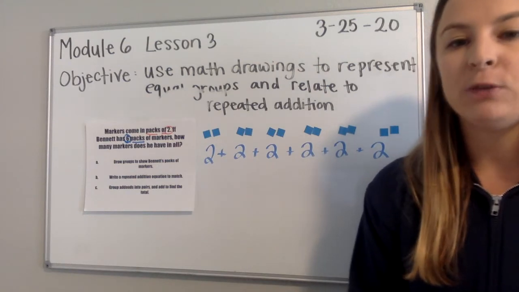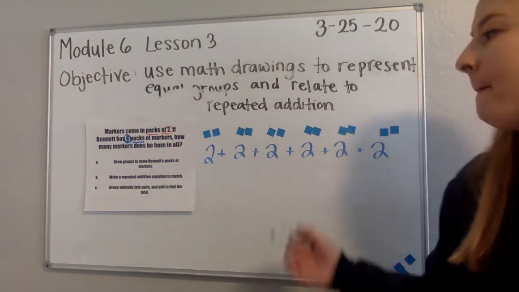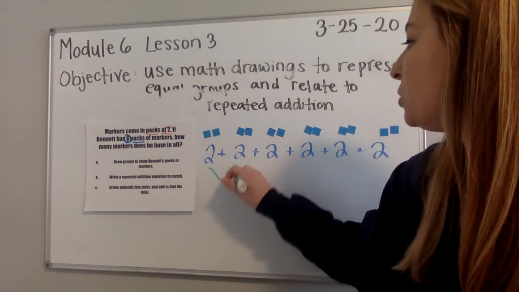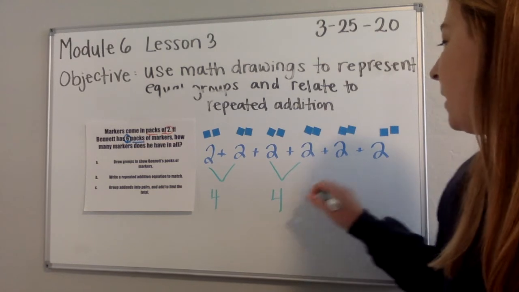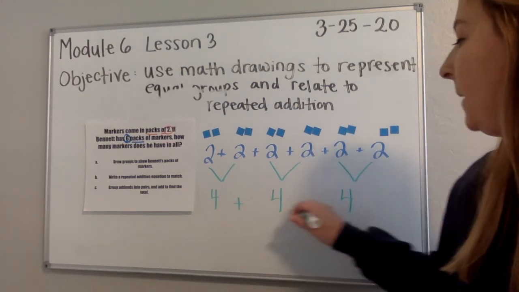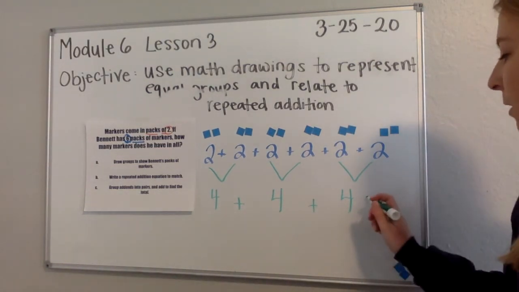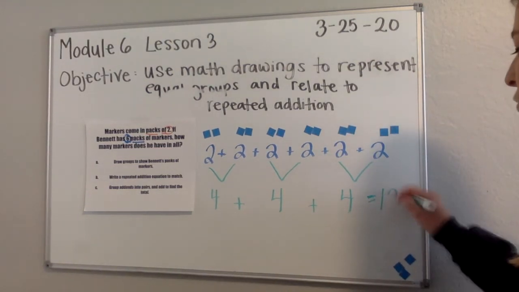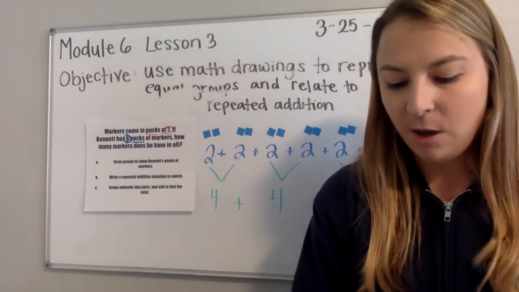This is where I'm going to find a more efficient way to find the total of markers that Bennett has. I know 2 plus 2 makes 4, 2 plus 2 makes 4, and 2 plus 2 makes 4. My new repeated addition sentence is 4 plus 4 plus 4 for a total of 12 markers. That's how many markers Bennett has all together.